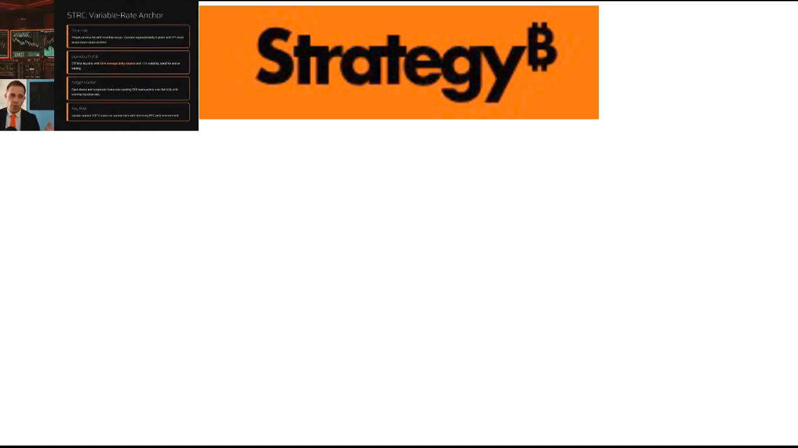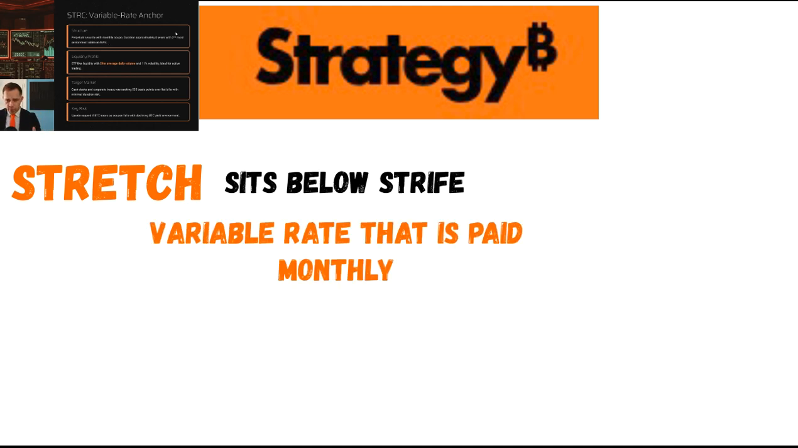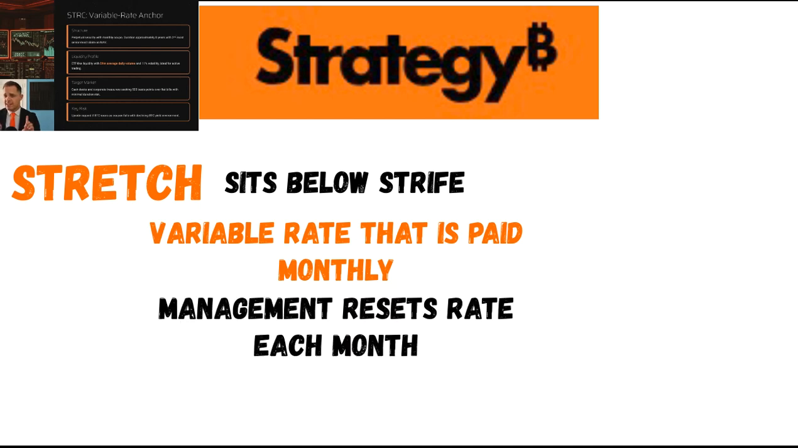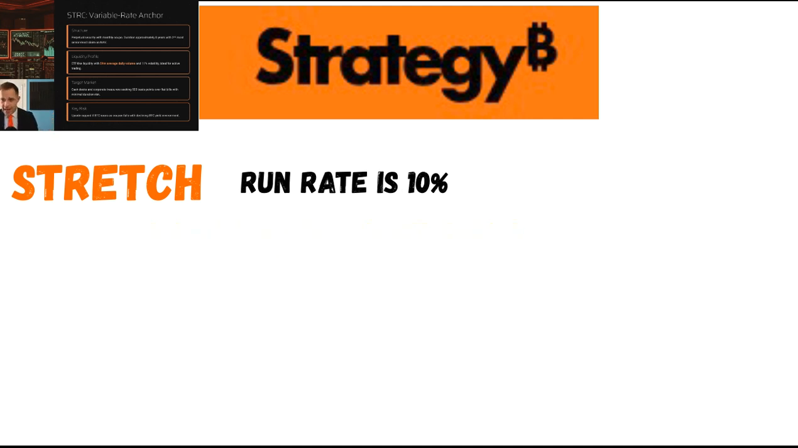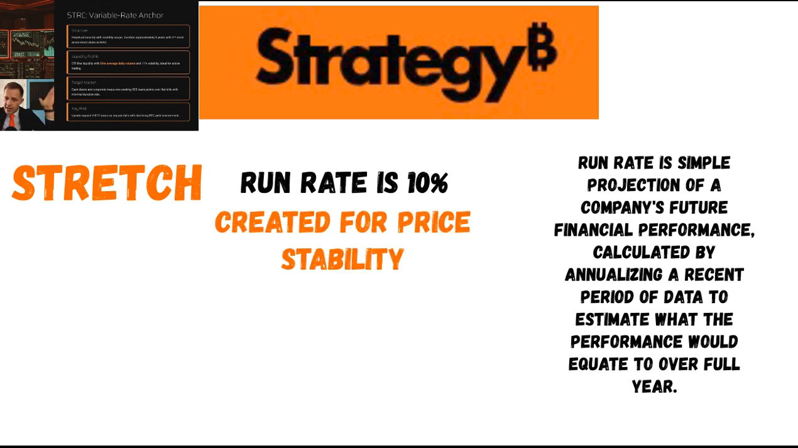Time to break down Stretch, Strategy's short end workhorse that sits just below Strife in the capital stack. The coupon mechanics are that it is variable rate and it's paid monthly. The management sets the dividend each month to reflect prevailing market conditions for short-term BTC financing. The run rate right now is 10%, but the board can dial it higher or lower. Now, because the coupon floats, the interest rate duration stays close to 0. Price stability is the point of this instrument.